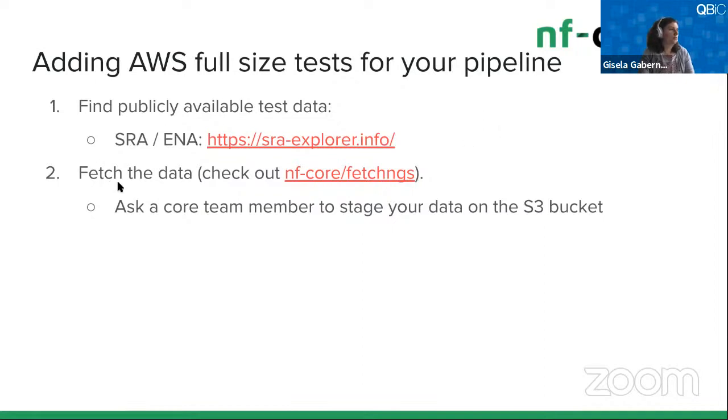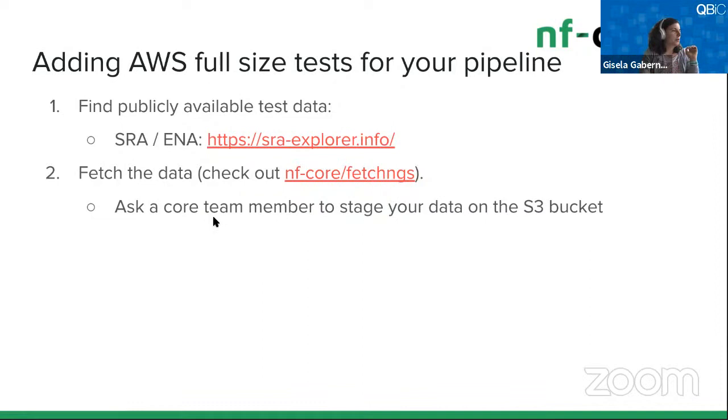And second, you need to get the data. Actually, the SRA Explorer also provides download links, but otherwise you can also check out the nf-core fetchngs pipeline that allows you to download data from SRA or ENA, just providing the identifiers. In principle, it would be possible to just provide the FTP links to this data on SRA, for example, in the sample sheet. But we have seen that sometimes there are some issues with staging this data directly.